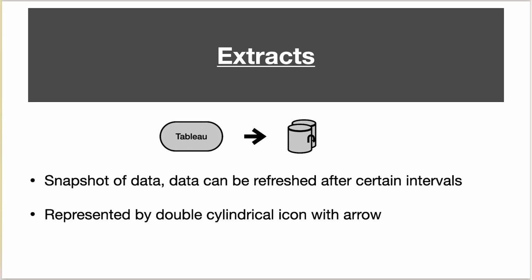Then extracts. Extracts is nothing but the snapshot of the data. It's like a copy of data. So this data can be refreshed after certain intervals. For example, we can refresh a particular dashboard or particular report on a monthly basis or depending on the requirement. This is represented by a double cylindrical icon with the arrow. You guys can refer to Google for the icon as well. Search for this icon on Google, as I have tried to create this icon by myself.